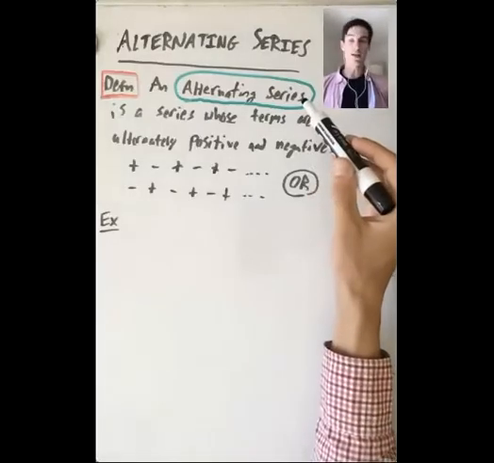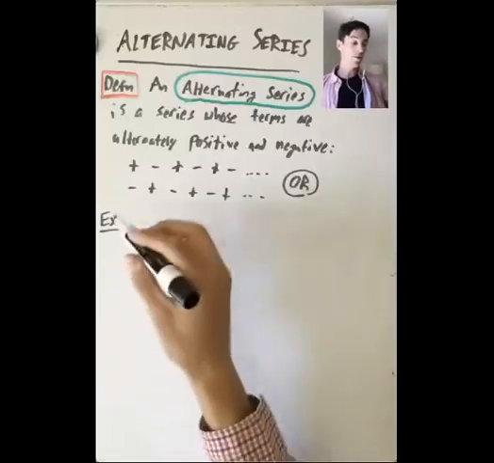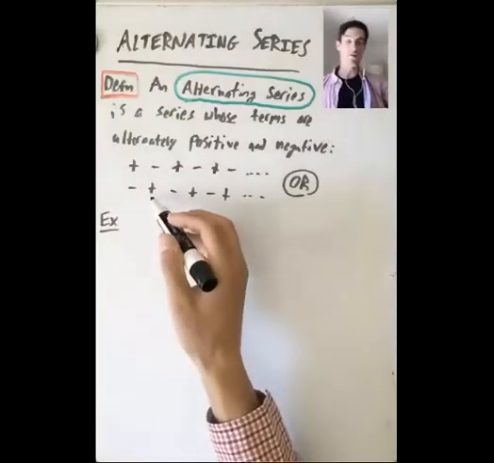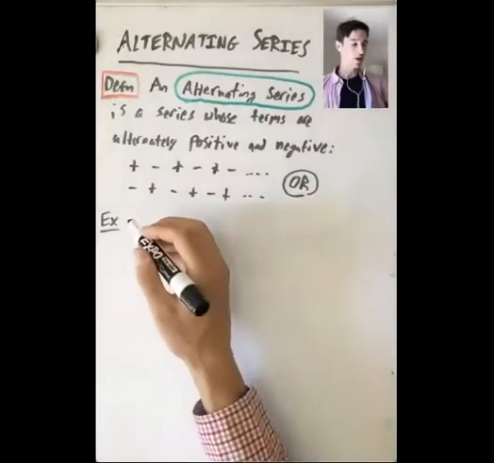An alternating series is a series whose terms alternate between positive and negative. So they flip back and forth, either positive, negative, positive, negative, positive, negative, or maybe it starts negative and goes negative, positive, negative, positive, negative, positive. So let's give an example.